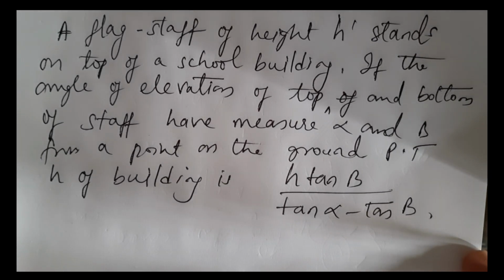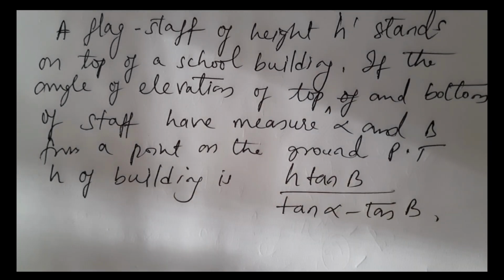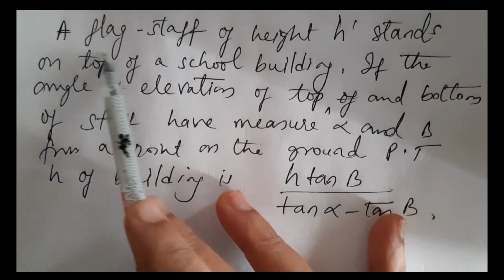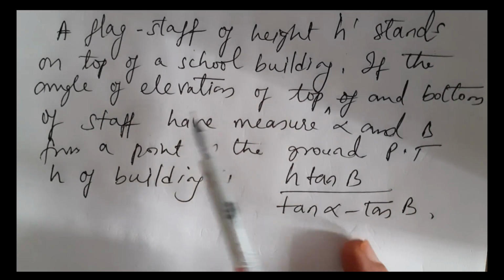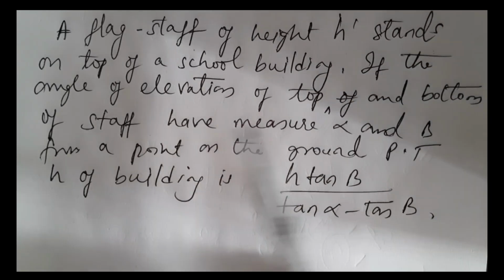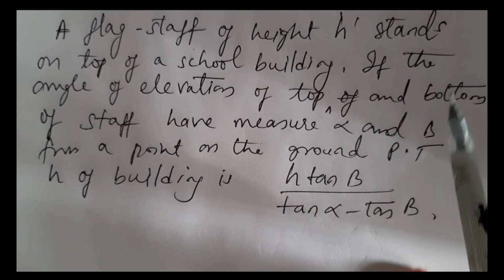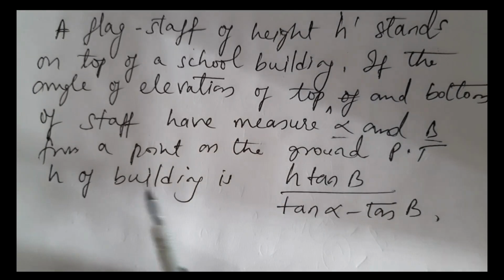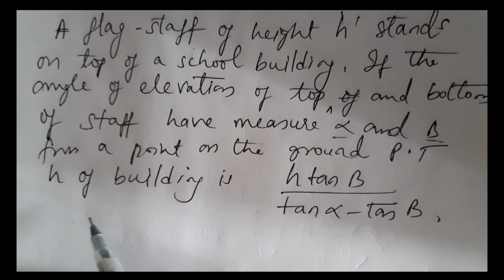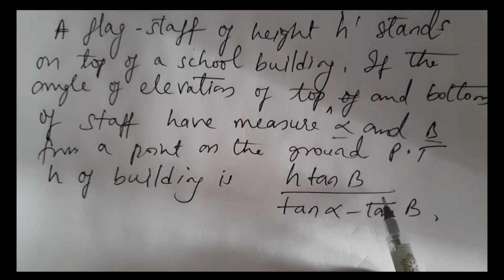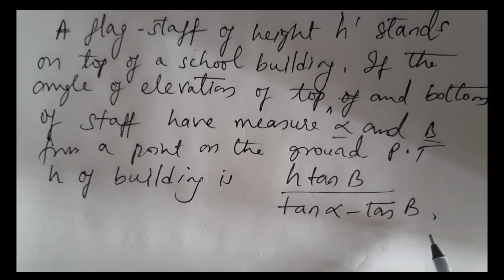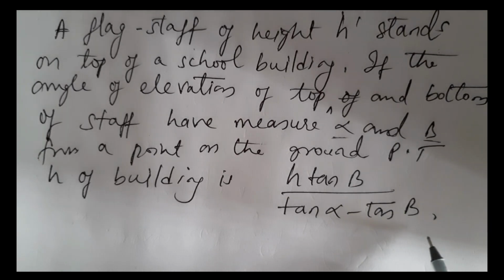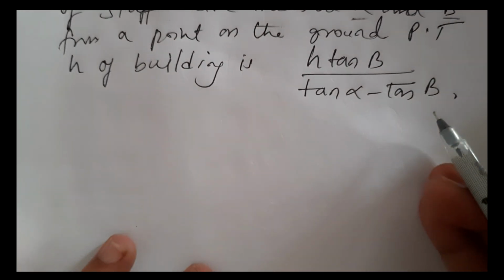So generally you know how to solve and how to apply application of trigonometry. So the question is, a flagstaff of height h stands on the top of a school building. If the angle of elevation of top and bottom of the flagstaff have the measure alpha and beta from a point on the ground, prove that height of the building is h tan beta upon tan alpha minus tan beta. In your textbook, questions are given related to the measurements. So here we are having in terms of tan alpha and tan beta. So let's draw the figure for this.